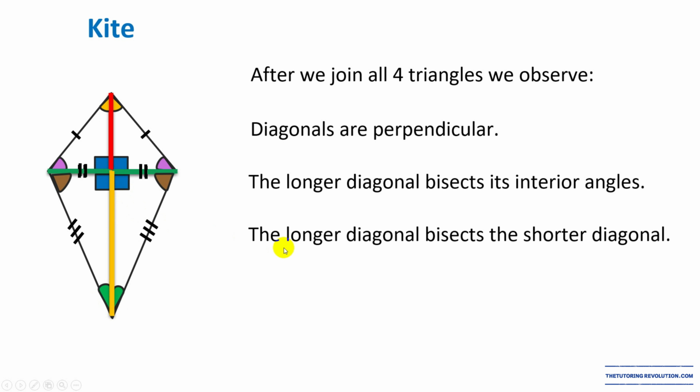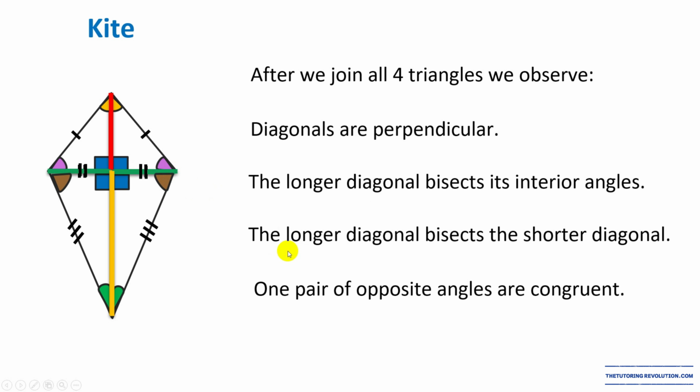So the next property is that the longer diagonal bisects the shorter diagonal. We can see that this diagonal here separates this shorter diagonal in half, so this length here is going to be the same as this one here. We also see that one pair of opposite angles are congruent. You see this angle here in purple and brown? This purple plus brown angle will measure the same, or is congruent to, this purple and brown angle here. So this angle and this angle are congruent to each other.